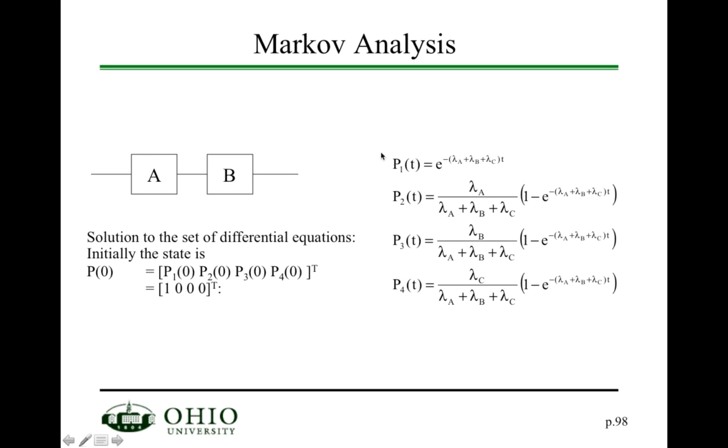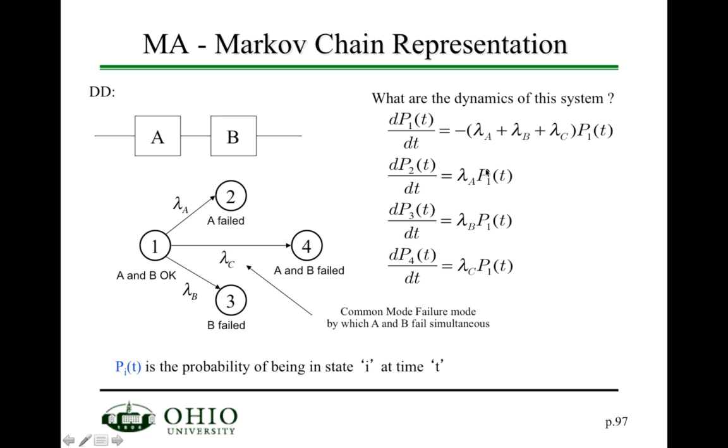So what you see indeed is that P1 is a negative exponential, so this will get smaller and smaller over time and eventually will be zero. That makes sense, of course, because there is no repair rate, so there are no transitions back from a failed state to the working state.